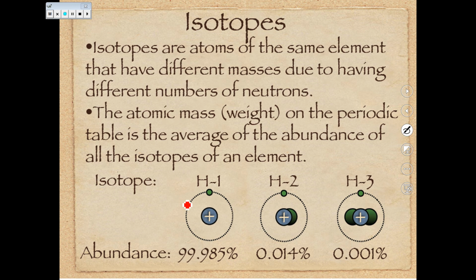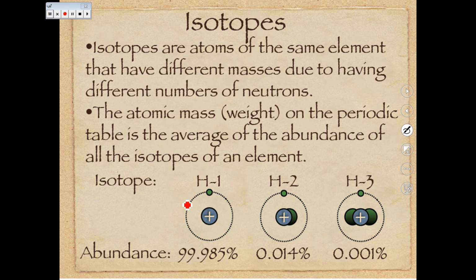Isotopes. An isotope is an atom of the same element that has a different mass due to having a different number of neutrons. Remember that the mass of an atom is the number of protons and neutrons together. You can't change the protons without changing the identity of the element. So the only thing that can affect the mass of an atom is the number of neutrons. So an isotope has a different number of neutrons, same number of protons.